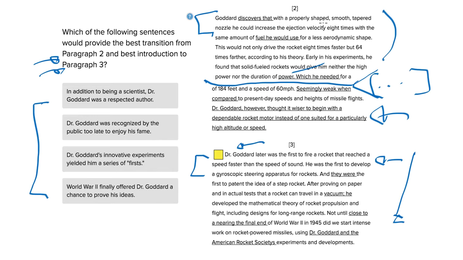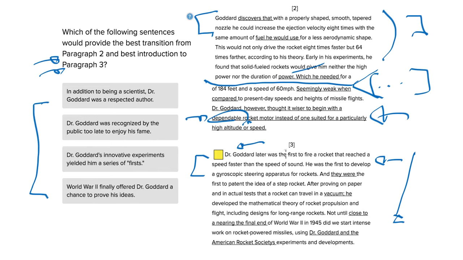Goddard discovers that with a properly shaped, smooth tapered nozzle, he could increase the ejection velocity 8 times with the same amount of fuel he would use for a less aerodynamic shape. So talking about Goddard's discoveries, what he discovered about the missile, alright? Dr. Goddard, however, is the last sentence here, thought it wiser to begin with a dependable rocket motor instead of one suited for a particularly high altitude or speed. Okay, awesome. So he made some discoveries about altitude and speed. However, he thought it was more important for the rocket to be dependable, or to make sure that it works.